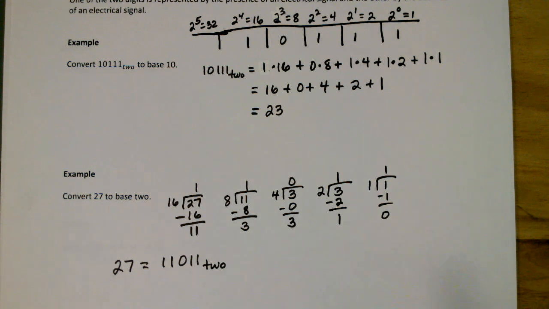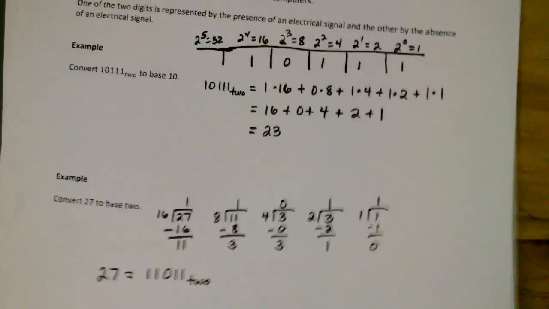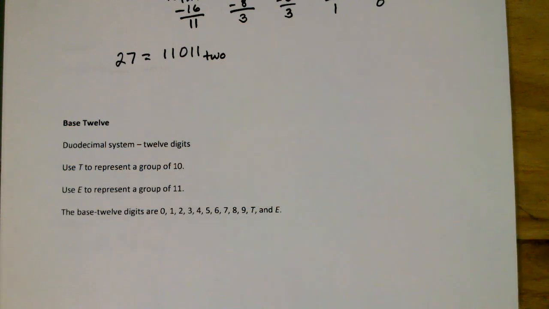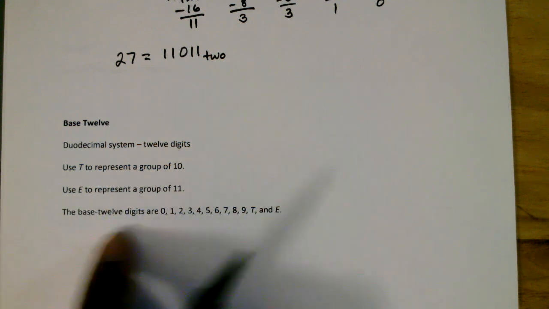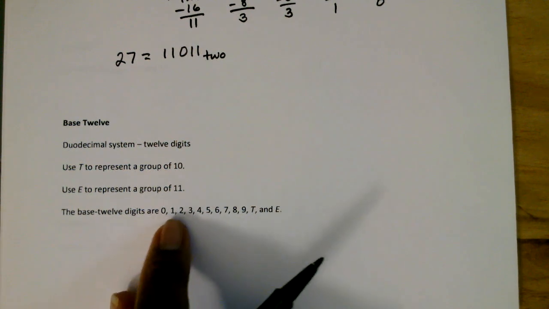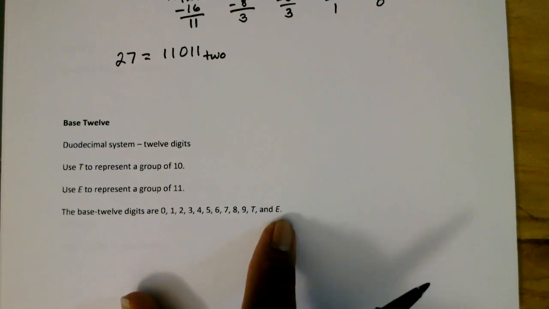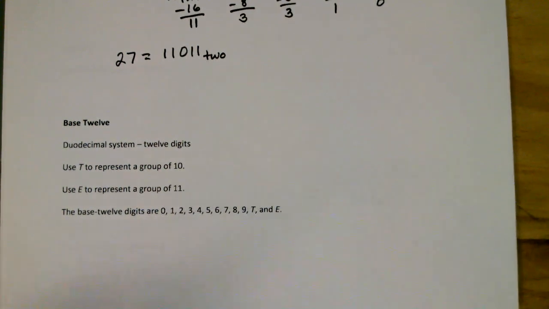Okay. All right. The last base we'll look at is base 12, which is a duodecimal system of 12 digits. We use a capital letter T to represent a group of 10 and the capital letter E to represent a group of 11. So the base 12 digits would be 0, 1, 2, 3, 4, 5, 6, 7, 8, 9, and then T and E. T is for the number 10 and E is for the number 11.